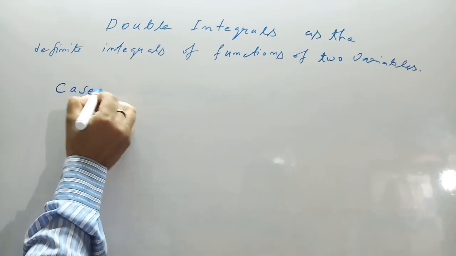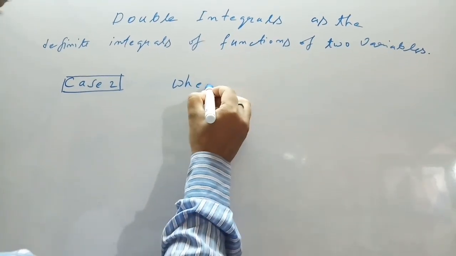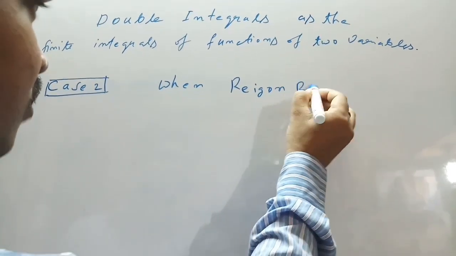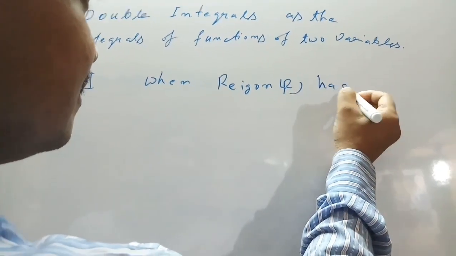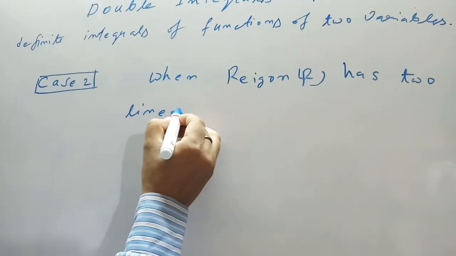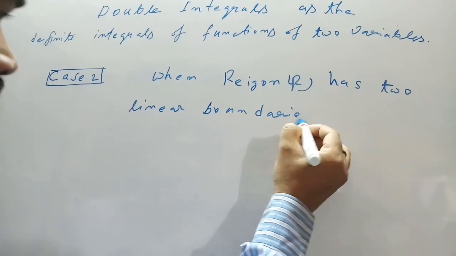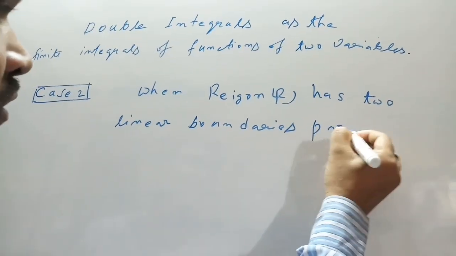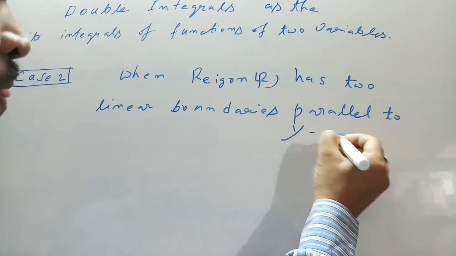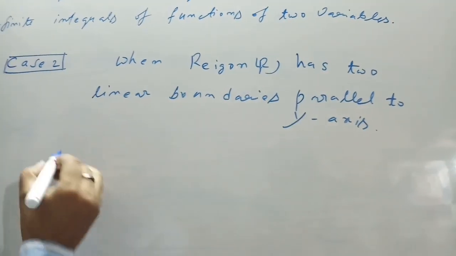Case 2: when region R has two linear boundaries parallel to the y-axis, like this.